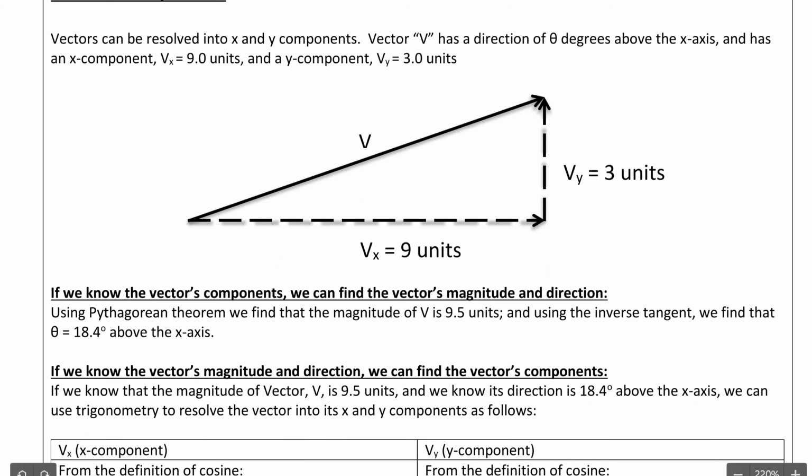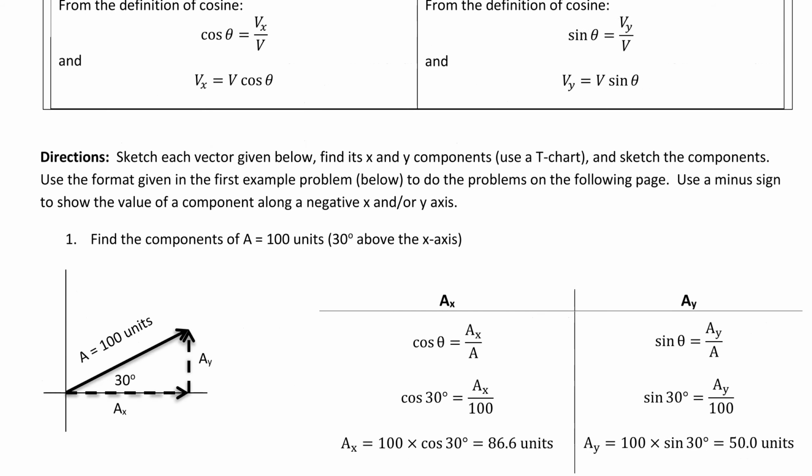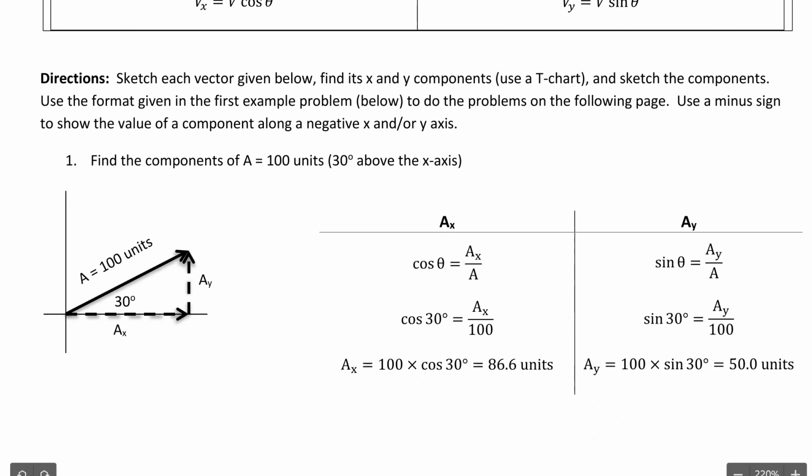Look at all this nice info you can read here. The one thing I'll call out is the wording of these questions. So this is number 1, and it's done for you. The way it's worded, they tell you the letter, that's the name of the vector. They tell you the magnitude of the vector.